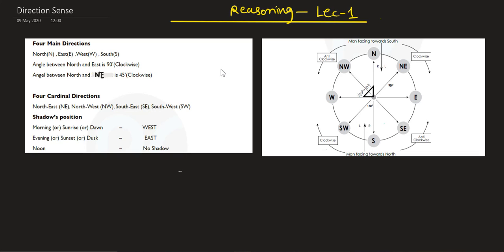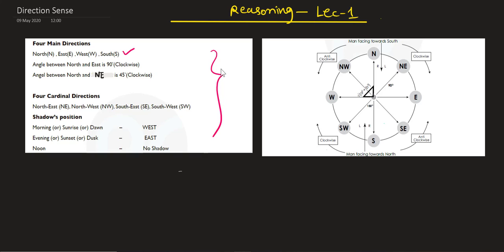So this is our lecture 1 in the aptitude and the reasoning part. We will talk about the direction sense today. And I have written down the basic points so that we can quickly go through and save the time. So let's talk about this.